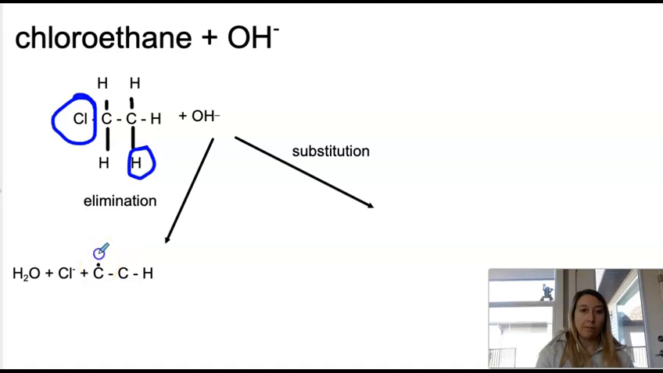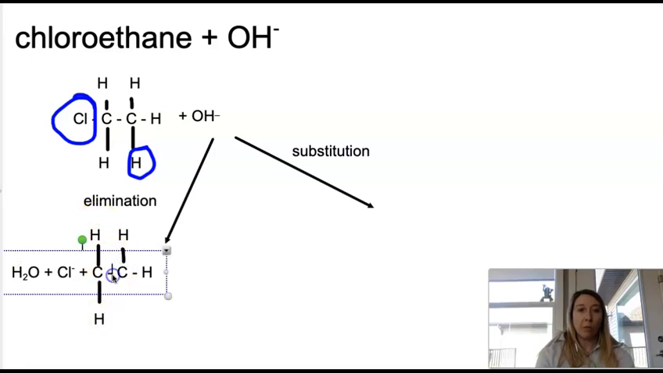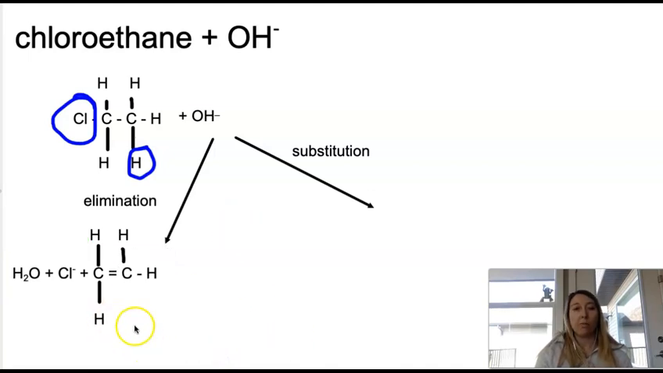Okay, so we have our H's that are in these slots here. Then what we're going to have to do, when we have a look at those 2 carbons, they are now only each at 1, 2, 3 bonds. So just like we talked about before in elimination, we're going to fix that by turning that single bond into a double bond. So here, we just went and made ethene.